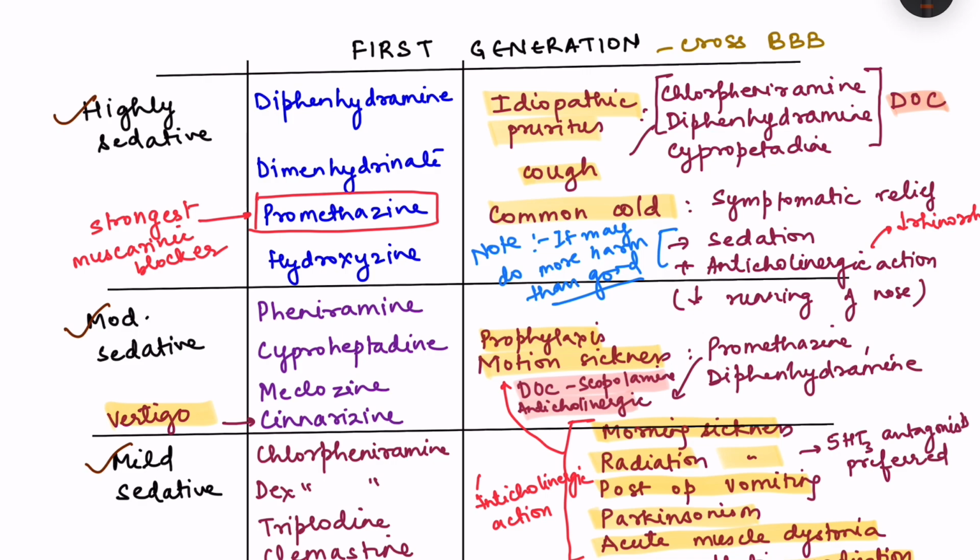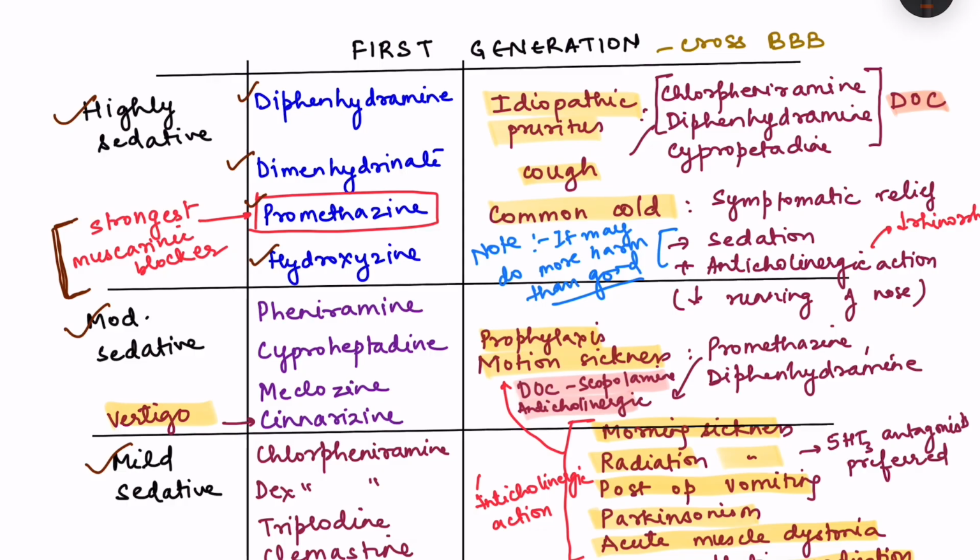Because they can cross the blood-brain barrier. Second generation, they do not cross the blood-brain barrier, or very little, so they are not sedative. First generation: highly sedative, moderately sedative, mildly sedative. In highly sedative, we have 4 drugs: diphenhydramine, dimenhydrinate, promethazine, and hydroxyzine. One thing you remember about promethazine is that it has the strongest anticholinergic action.